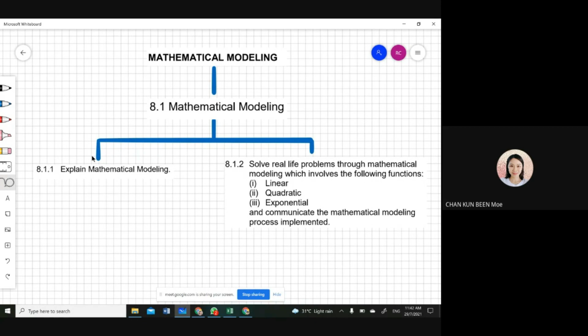You need to know how to explain it. What is a mathematical modeling later on. And in the next lesson, we are going to see this one, solve the real life problem through mathematical modeling that involve linear, quadratic, and exponential function. Okay, so let's go on first.